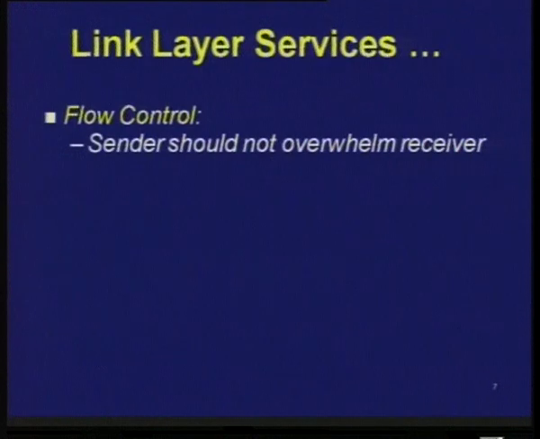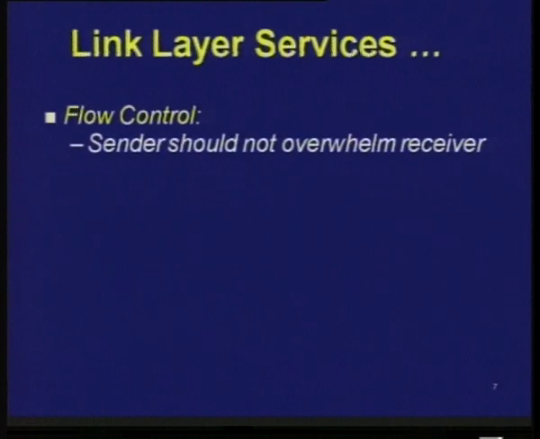The next service that we look at is flow control. What is the job of flow control? To make sure the sender does not overwhelm the receiver. What do we mean by that? A fast sender should not send too much data to a slow receiver. When a fast sender sends too much data to a slow receiver and the receiver is not able to process the data, then we have a problem of data being lost. So, this needs to be taken care of. This is what we mean by flow control.